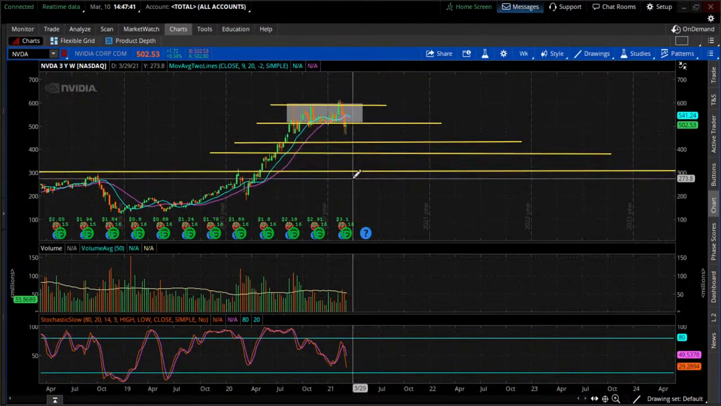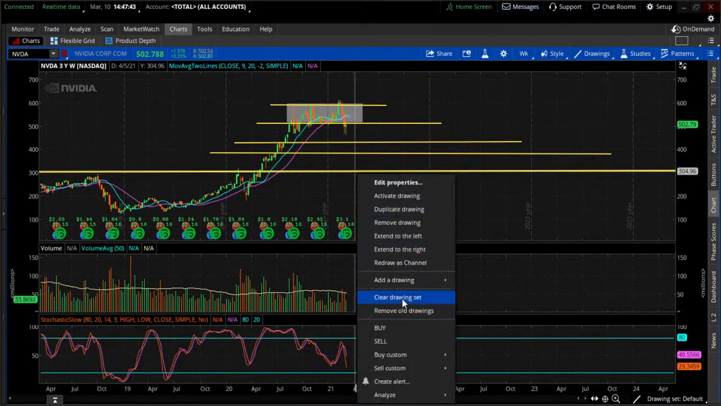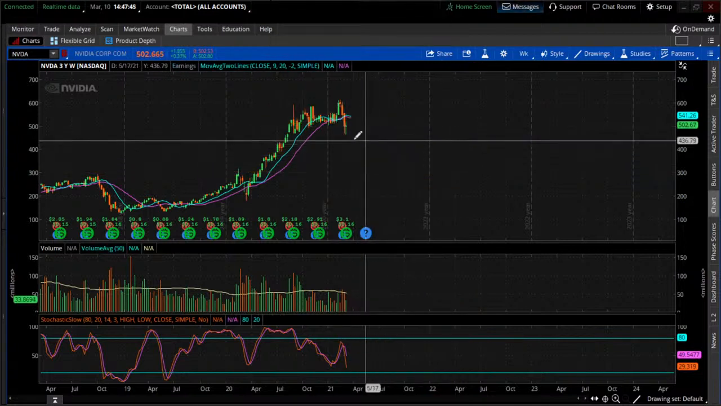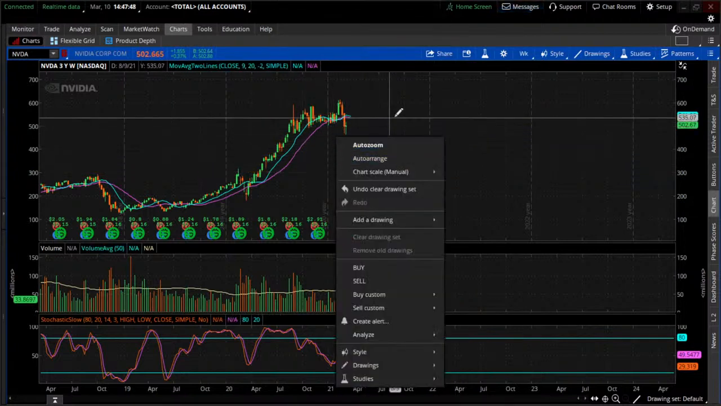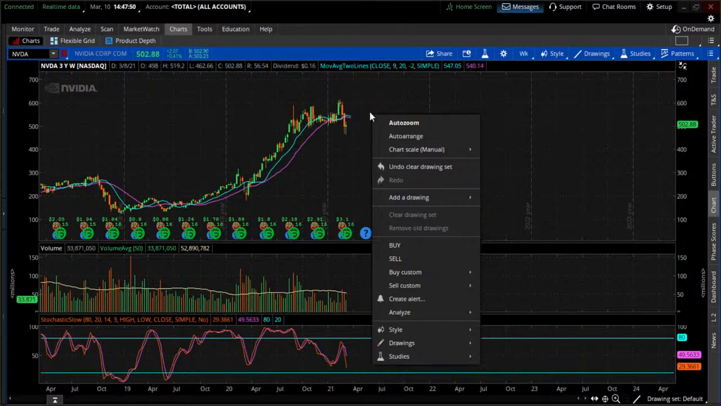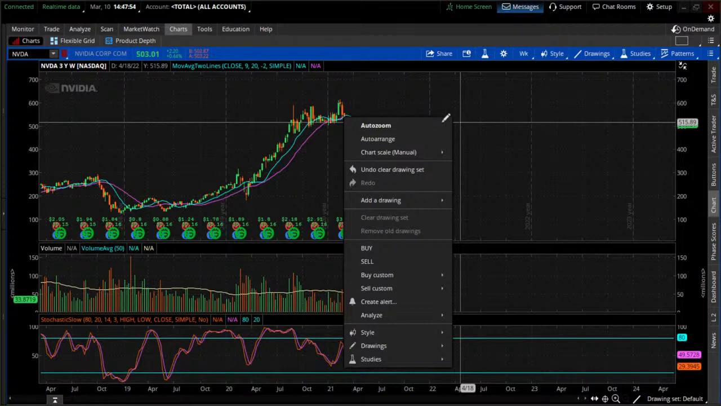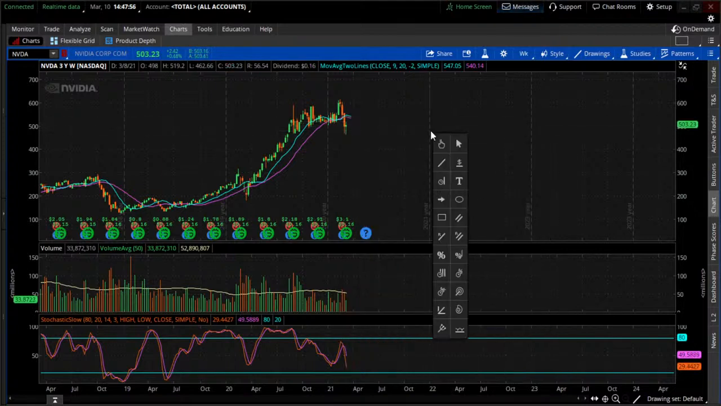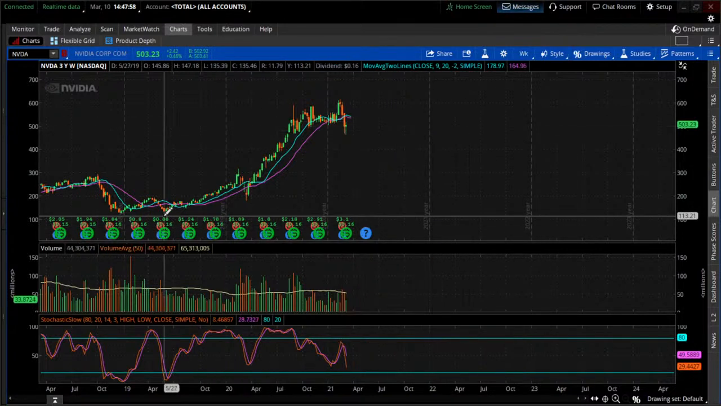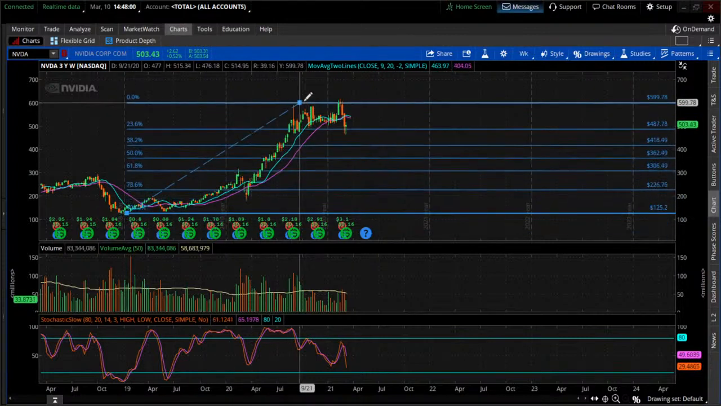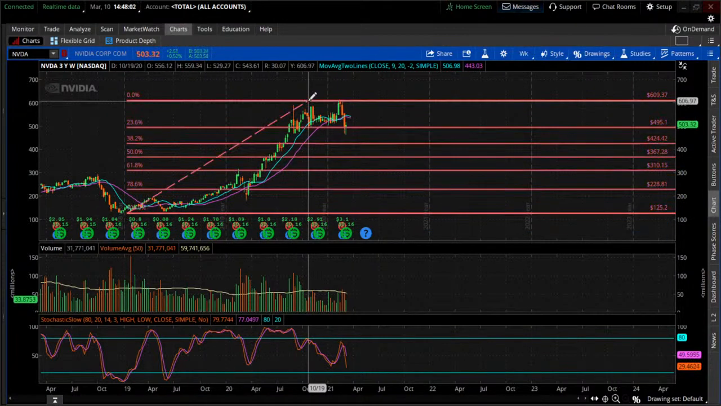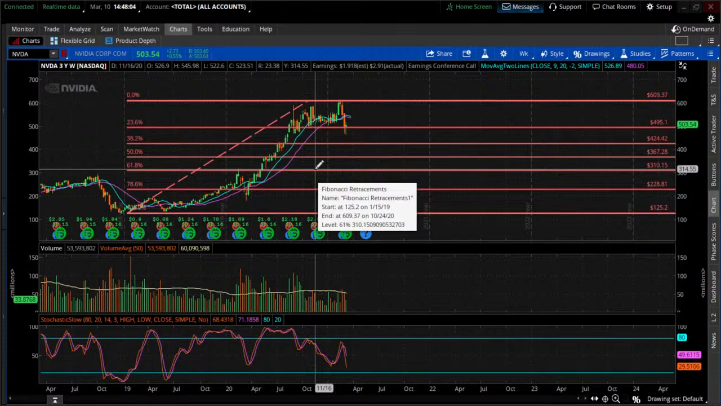How about we do a Fib retracement on this thing? Get rid of all of that. Where are my tools? Here we go. Let's go to the bottom there, to the top. Wow. The Fib said we can go to 310.